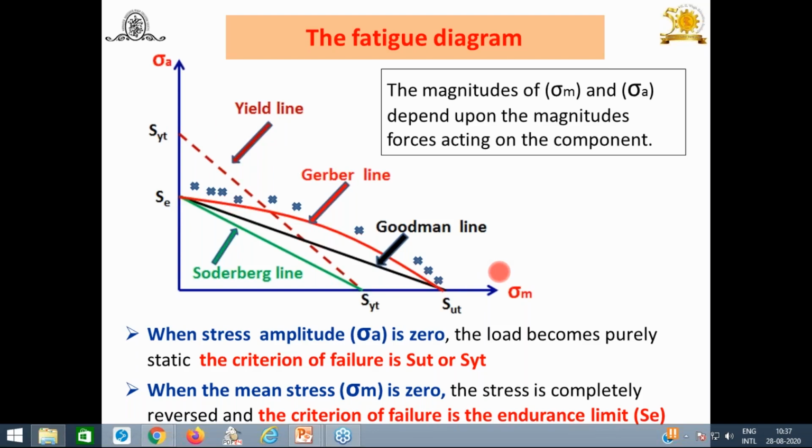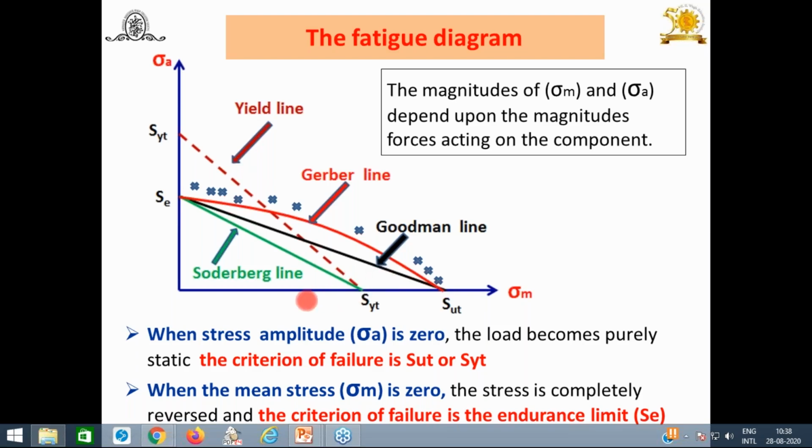But now, what are the importance and physical significance of these lines? If we follow the Gerber line, whatever points I have shown here with the cross sign, the failure points which are inside this Gerber line are all safe, or inside it the component remains safe. Again, for the Goodman line also, these lines decide the failure region, safe region and unsafe region. In other words, the fatigue diagram helps to decide the safe region and unsafe region. Kindly note these points.